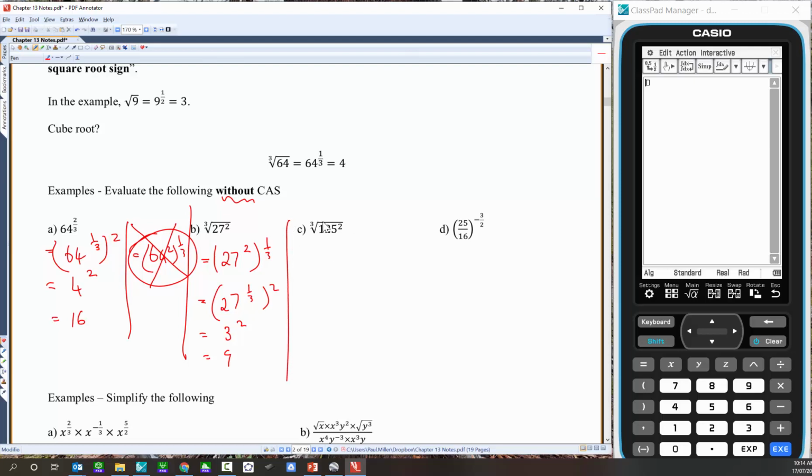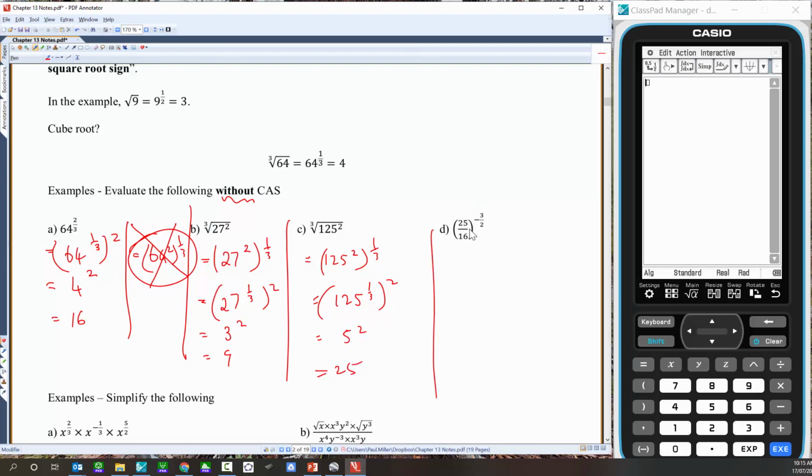Nice and easy. All right, this is virtually the same problem. Okay, so this is going to be 125 squared to the third, which would be the same as doing the third root of 125. Now that's going to be 5 squared, which is 25.